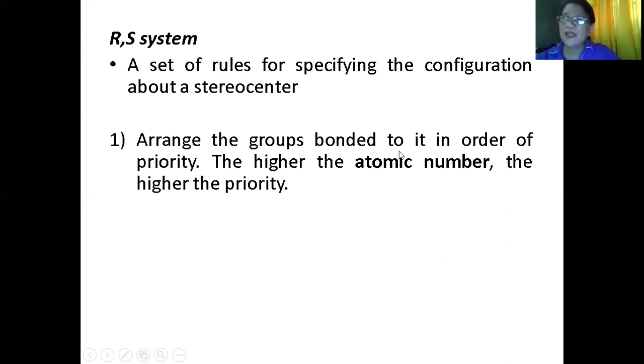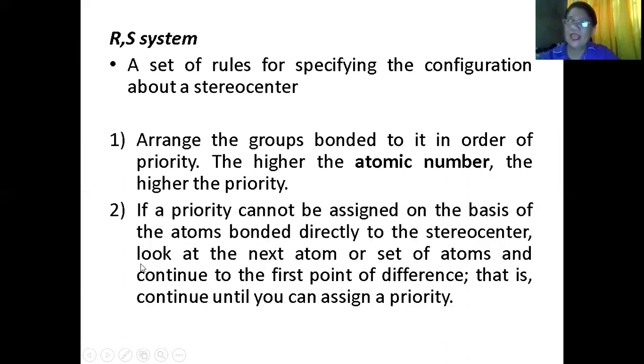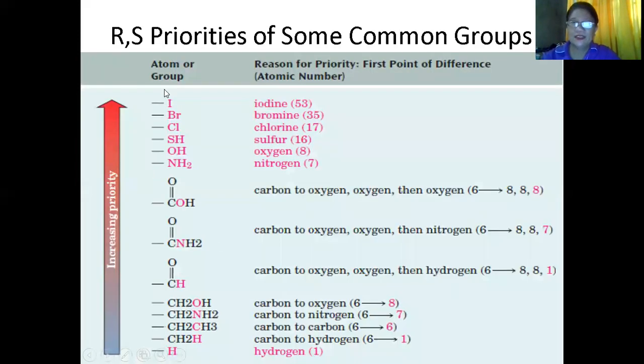Arrange the groups bonded to it in order of priority. The higher the atomic number, the higher the priority. The second is, if the priority cannot be assigned on the basis of the atoms bonded directly to the stereocenter, look to the next atom or set of atoms and continue to the first point of difference. Then assign its priority. Take a look at the R and S priorities of common groups. Okay.